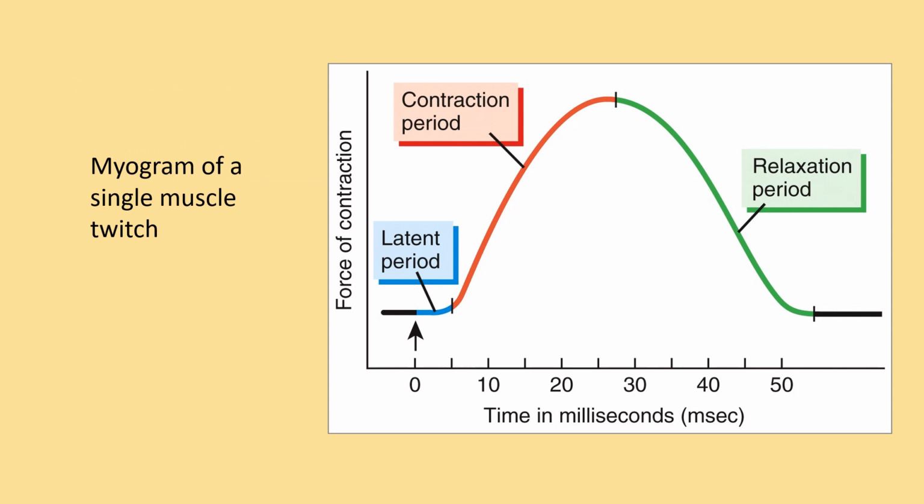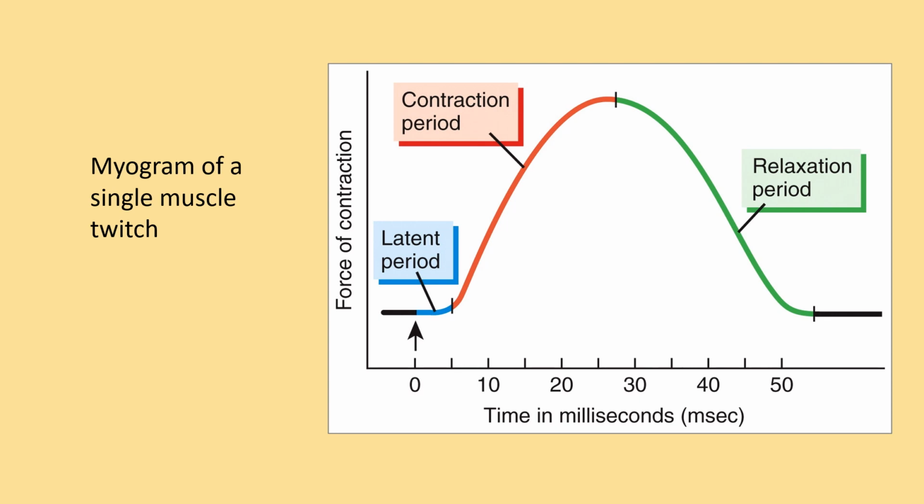These are the phases of a twitch contraction. So on the vertical axis here, we see force of contraction. It's perfectly fine to think of that as tension. How much tension is the muscle generating? And then on the horizontal axis is time. A twitch contraction begins here, at time equals 0, where we see the black arrow, and the black arrow indicates the onset of a muscle action potential.